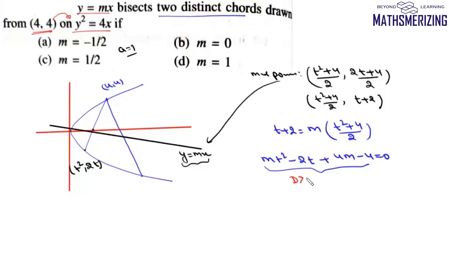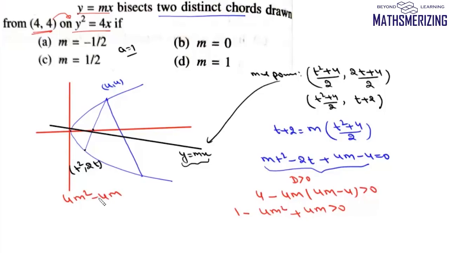So that means in this case D should be greater than 0. So we'll find D greater than 0, which is 4 - 4m(4m - 4), and it should be greater than 0. So I'll get 1 - 4m² + 4m greater than 0. So we can write this equation as 4m² - 4m - 1 less than 0.